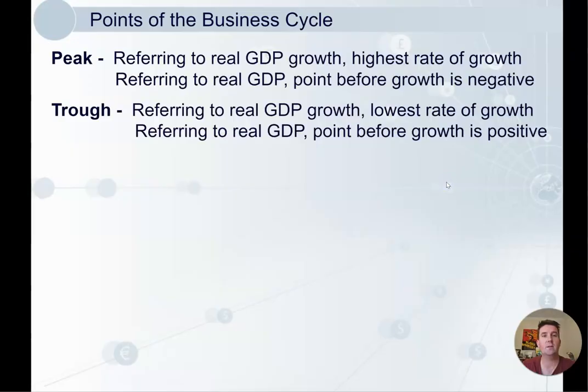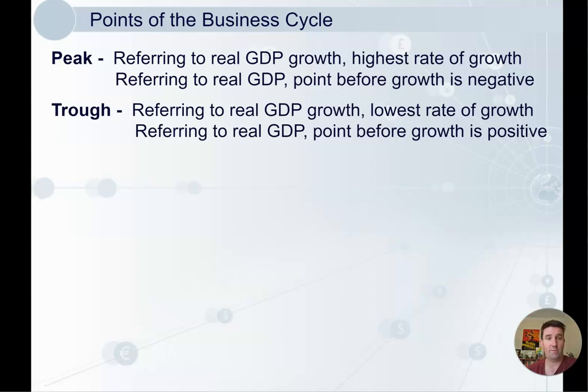Okay, next page. A peak. We get a peak and a trough in both models, so it's a little bit confusing. A peak in terms of real GDP growth is the highest rate of growth that we get. In terms of real GDP, it's our peak just before growth is negative. So it's the most real GDP we have before it starts shrinking again.